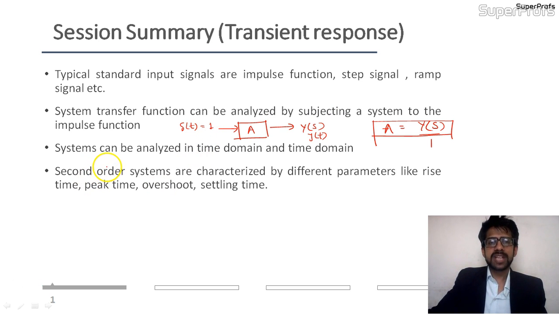We also saw that systems can be analyzed in time domain and frequency domain. I'm sorry for this particular typo, it should be frequency domain. There are different advantages of analyzing systems in the time domain as well as in the frequency domain. We also saw that second order systems are characterized by different parameters like rise time, peak time, maximum overshoot, and settling time.